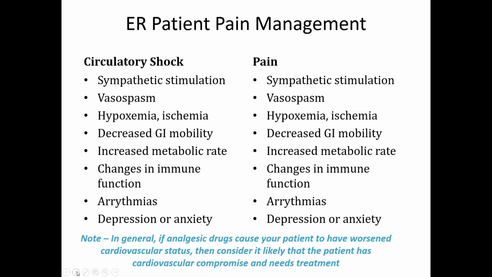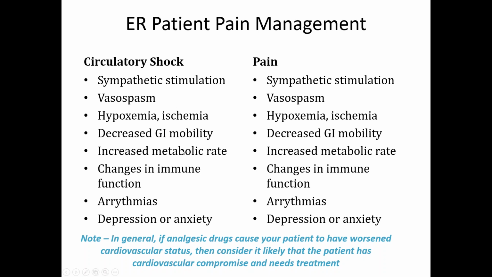All right, so this is the tricky part about ER patients, and we're not going to spend a lot of time on this, but what's important to keep in mind is that the things that show up in painful patients also show up in circulatory shock. And so sympathetic stimulation, vasospasm, hypoxemia, ischemia, decreased GI motility, all these things can be either shock or pain or both. And that's what makes it tricky when we talk about the ER setting.